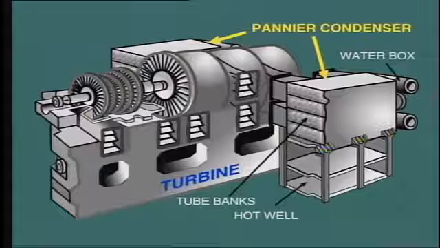As we already pointed out in an earlier module, a vacuum is formed when steam exhausting from the turbine is cooled and condensed back into water.